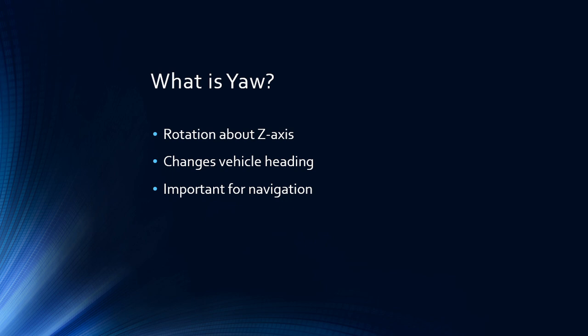In three-dimensional motion, yaw represents rotation around the vertical axis. When an AUV turns left or right, it is performing a yaw maneuver. Yaw is one of the most important variables in underwater navigation because it directly affects vehicle heading.